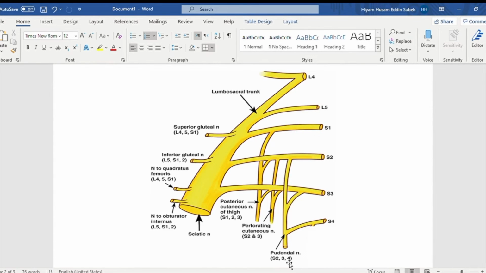Now moving to the minor nerves of the sacral plexus, we have the nerve to the quadratus femoris, the nerve to the obturator internus, then we also have the nerve to the piriformis. It's not showing here in the picture, but we also have it. And we also have perforating cutaneous nerves. Now, the nerve to the quadratus femoris has the same nerve root as the superior gluteal nerve.